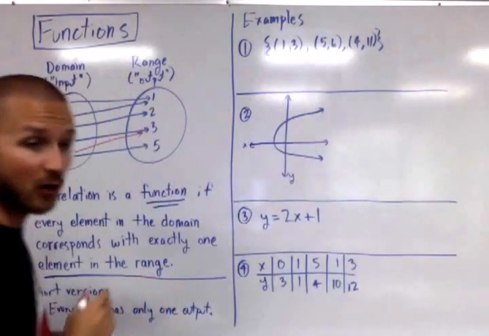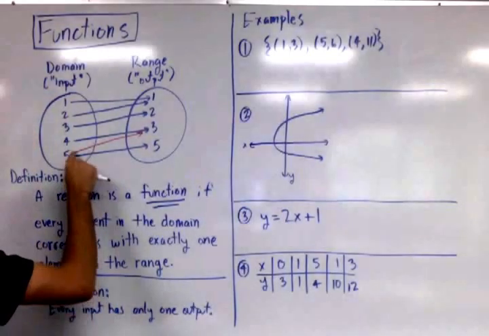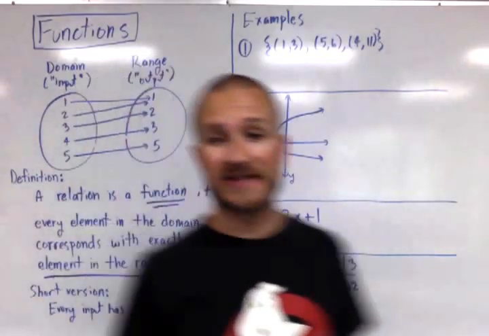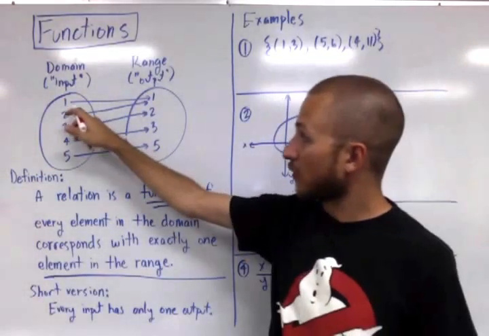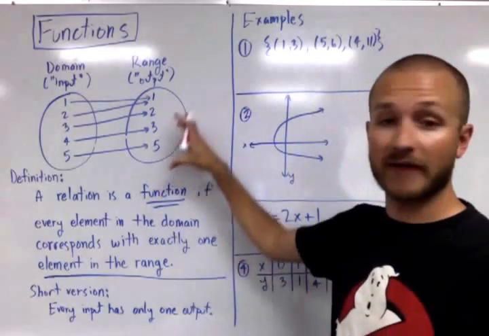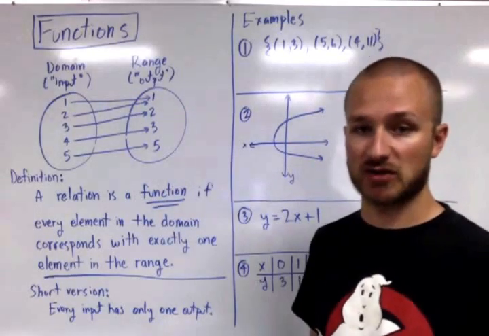So if I take away this red line, erase that. Once I take that away, every single input has only one arrow that goes to something in the range. So here then would be an example of a function.